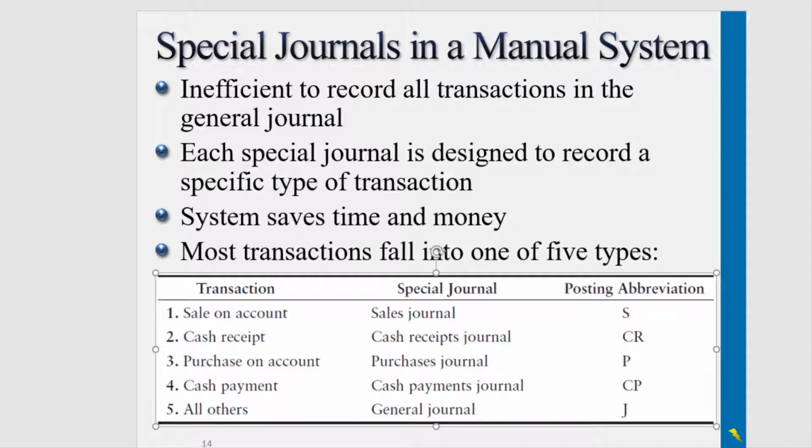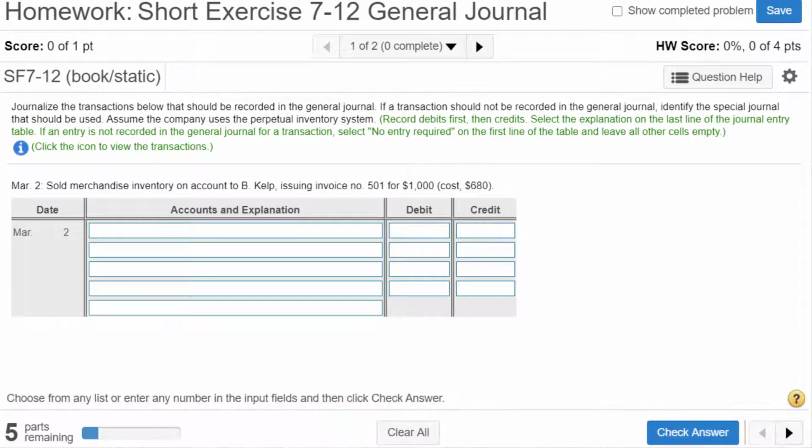So the general journal is going to hold transactions that are not very common, such as the adjusting entries you do at the end of the accounting period, the closing entries you do at the end of the accounting period, sales returns, stuff like that. In this problem, they're going to give us some transactions, and we have to figure out, do they go into a special journal, or do they go into the general journal?